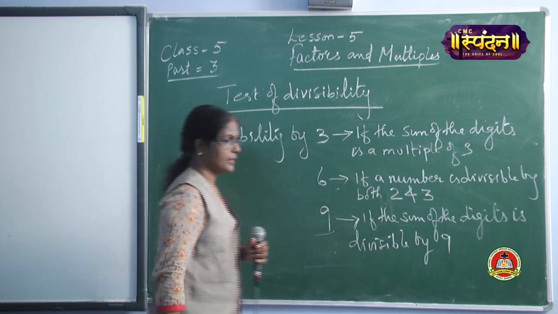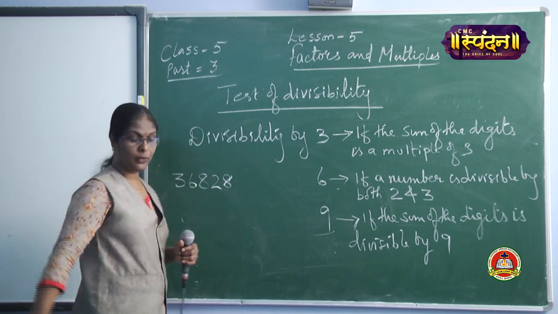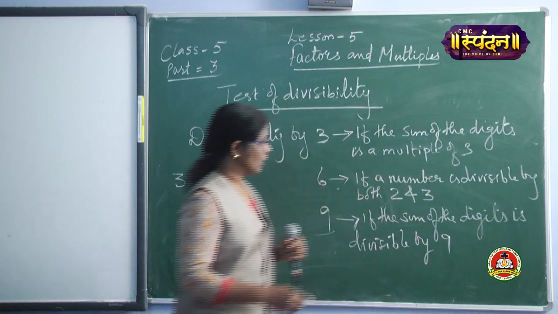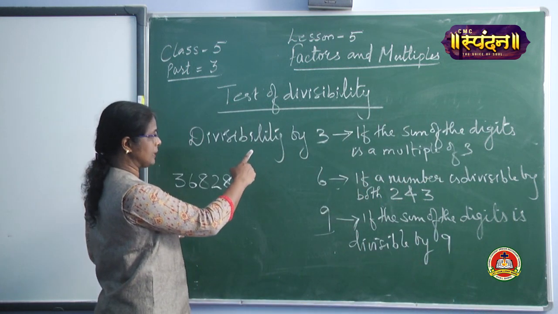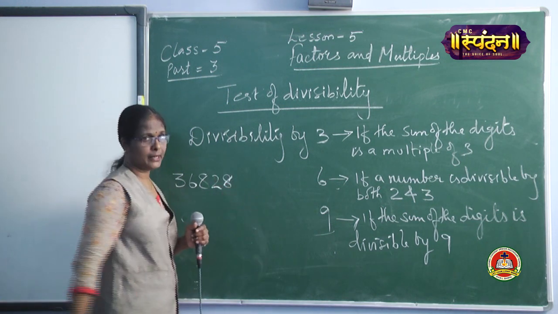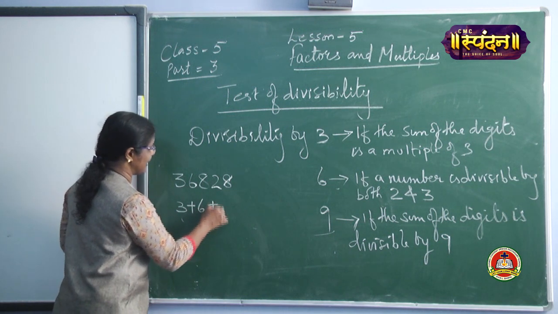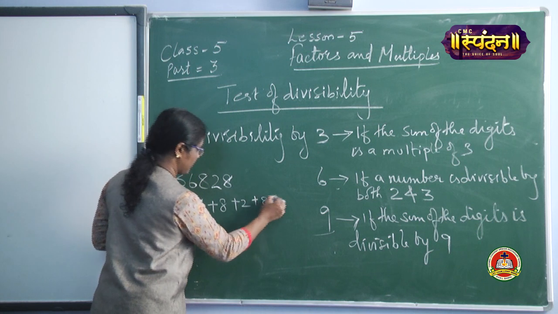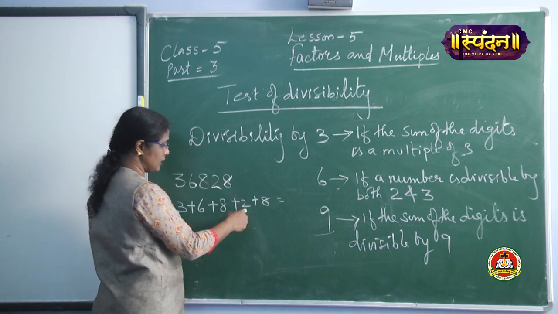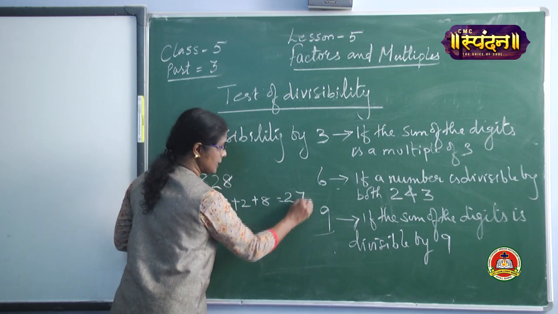Okay. Now, I take the number 36828. We are going to check out whether the number is divisible by 3 or not first. According to the rule, what is the rule for divisibility by 3? If the sum of the digits is a multiple of 3, then the number is divisible by 3. Sum of the digits means you have to add all the digits. 3 plus 6 plus 8 plus 2 plus 8. What do you get? 3 plus 6 is 9. 9 plus 8 is 17. 17 plus 2, 19. 19 plus 8 is 27.